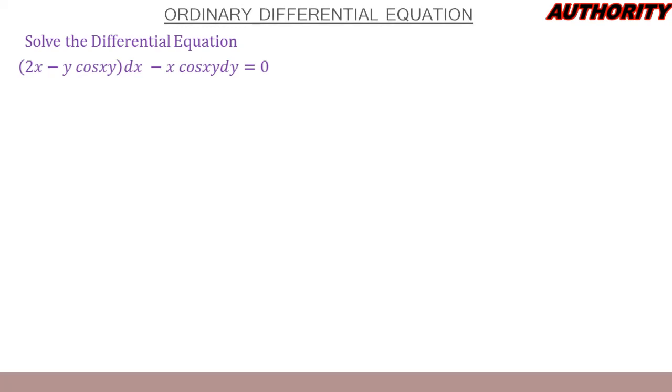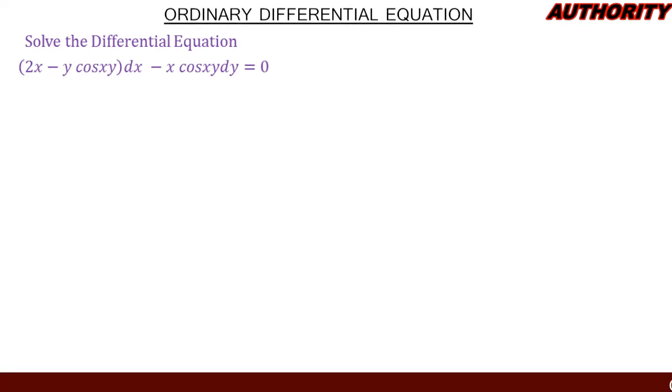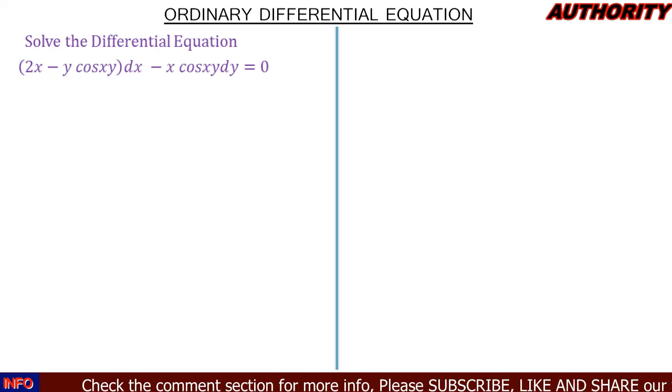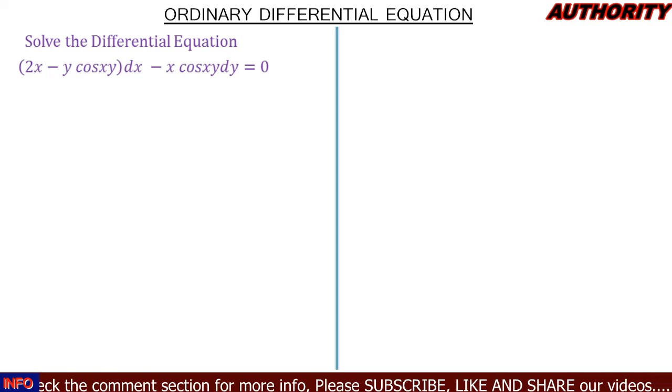Today, let's take a look at this question. Solve the differential equation (2x minus y cos xy) dx minus x cos xy dy equal to 0. Please pay attention. This is the question we are asked to solve under differential equation.